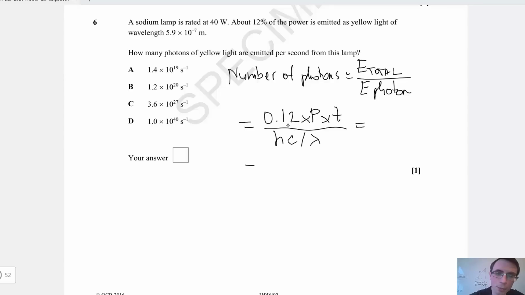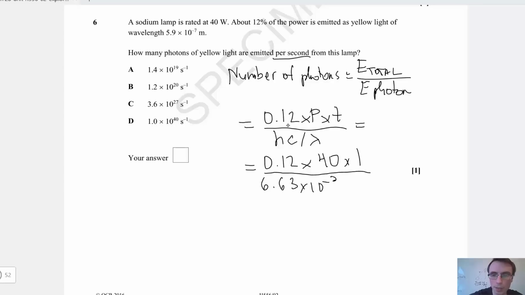Now we're ready to plug in some numbers, so it's going to be 0.12 multiplied by the power, which is 40, multiplied by the time, which is per second, so it's going to be times 1. Now let's divide that by Planck's constant, 6.63 times 10 to the power of minus 34, and multiply that by the speed of light, 3.0 times 10 to the power of 8, and then divide that by 5.9 times 10 to the minus 7, or in brackets.